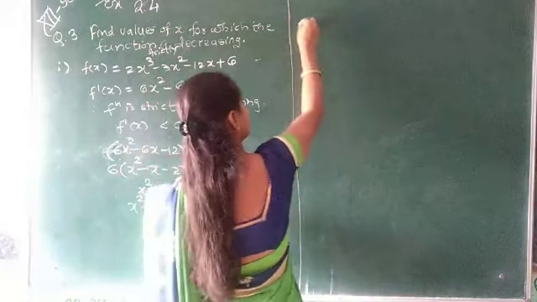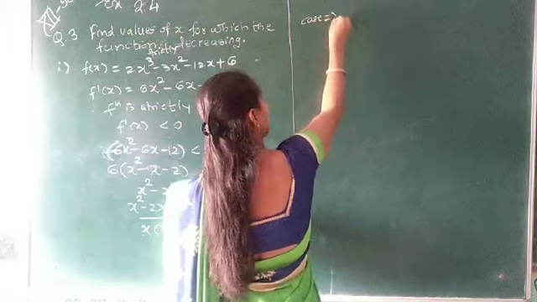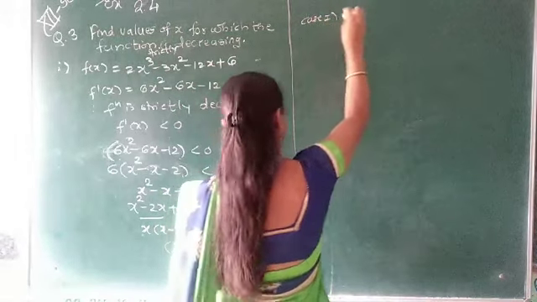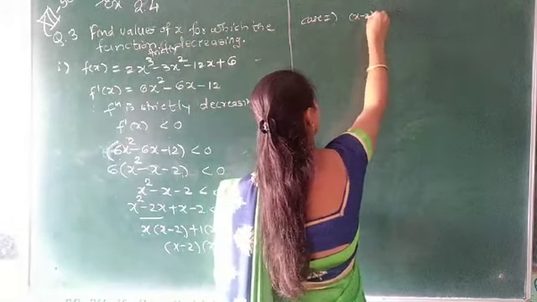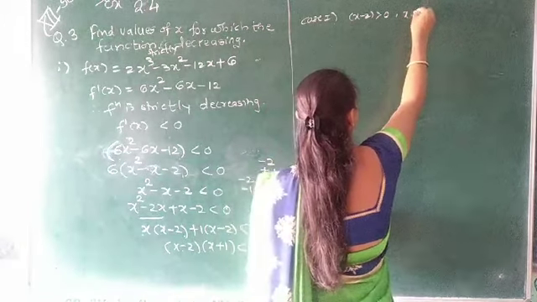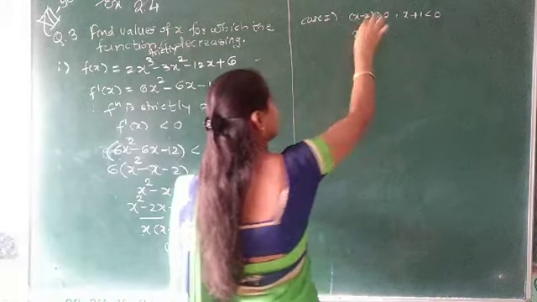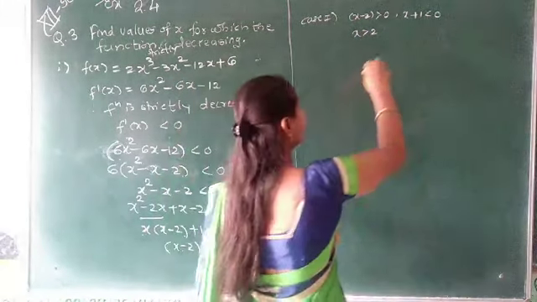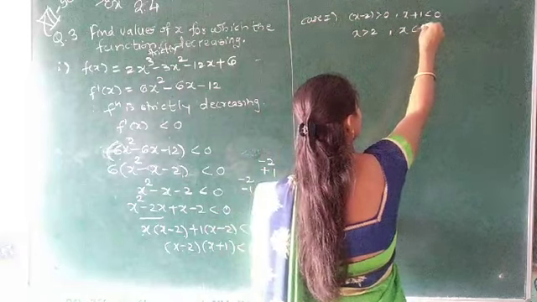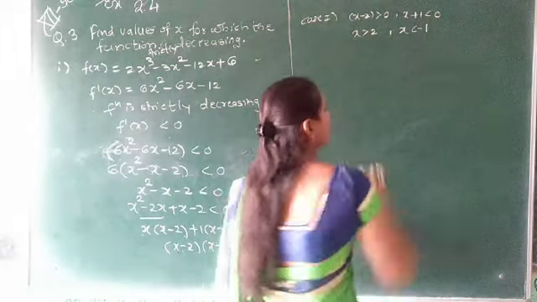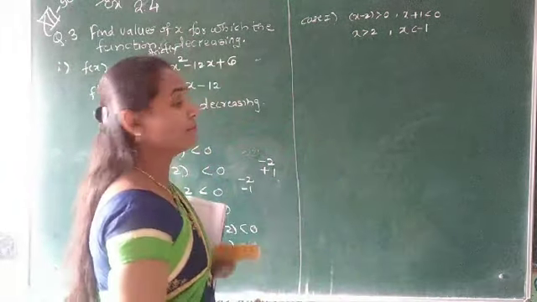So consider here cases. Case first: x minus 2 greater than 0 and x plus 1 less than 0. Hence we will get x greater than 2. Here it is minus, since on that side it becomes plus. And the second one, x less than minus 1. Here it is plus 1, so on that side it becomes minus 1.